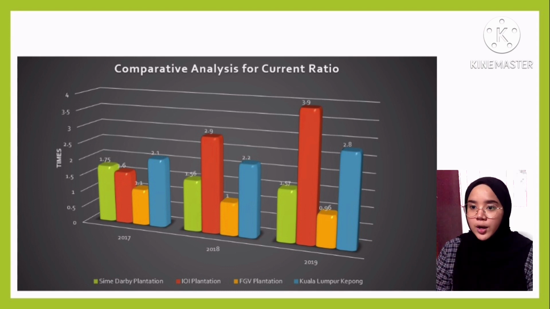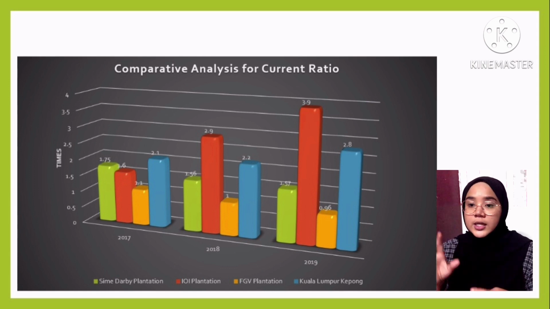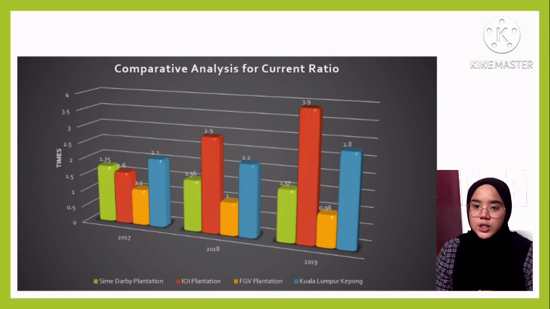Large current ratios are not always a good sign for investors. If the company's current ratio is too high, it may indicate that the company is not efficiently using its current assets or its short-term financing facilities. Meanwhile, FGV Plantation's current ratio in the year 2018 is not approximately 1.5. This shows that in that year, the company was not able to pay its short-term obligations on time.